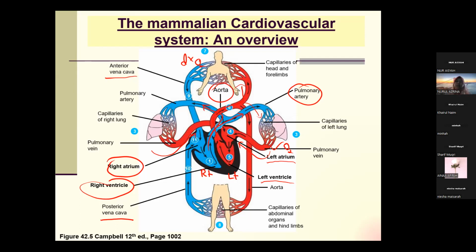So the oxygenated blood will be going to the forelimb, to the upper side of the body, and also the hind limb, to the lower side of the body. For labeling purposes, you can refer back to textbook page 1002, in case you have to label.